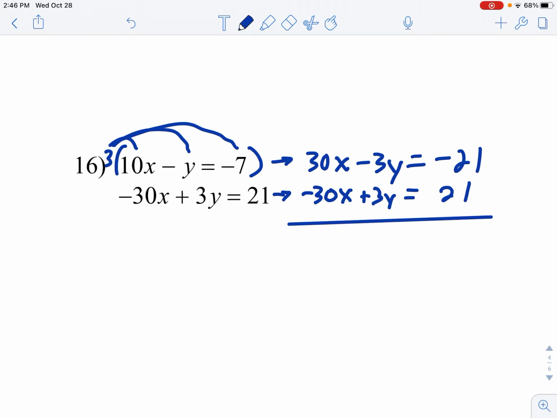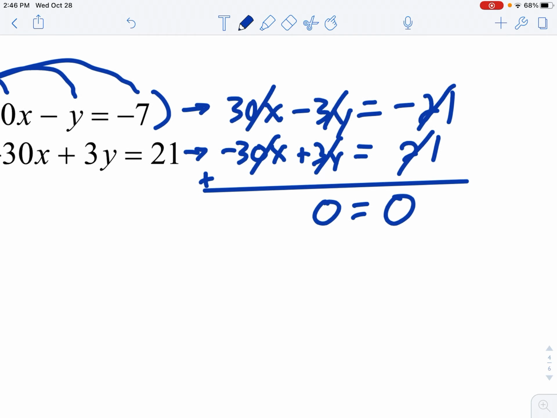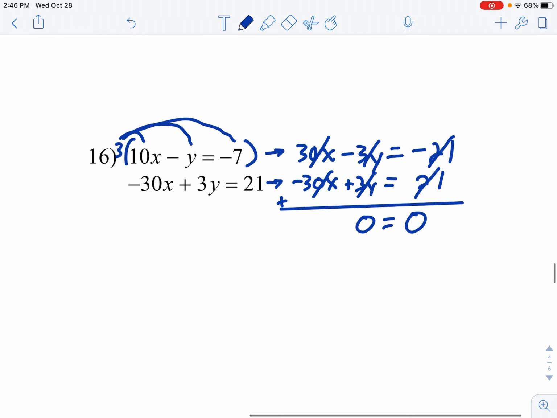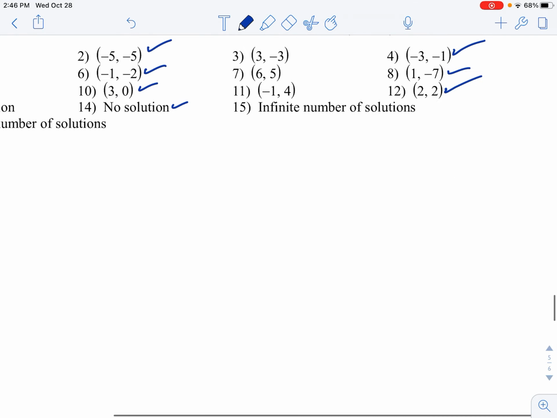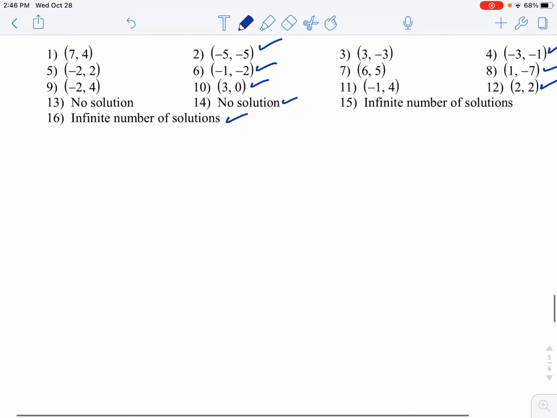Now, do you see what's going to happen here when I add them up? Negative 30 plus 30 cancels. Negative 3y plus 3y cancels. Nothing left, 0. Negative 21 plus 21 cancels, 0. There's no variable left to isolate, so you can't completely work this out like the rest of the problems. So you just look at the result. Does 0 equal 0? Yeah, this is a true statement. When you get a true statement, that means there's an infinite number of solutions. So I'm going to abbreviate infinite solutions like that. Number 16, there it is, infinite solutions.